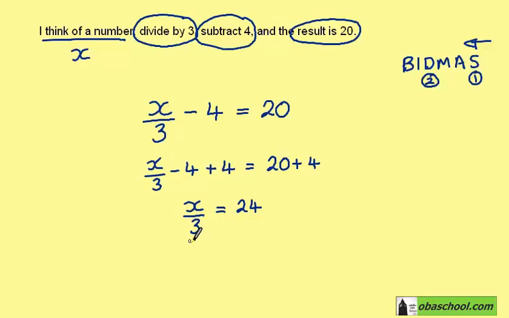So now we have x divided by 3. Do the opposite. Multiply by 3. We need to do the same to both sides of the equation. 3 divided by 3 is 1, leaving us just with x. 3 times 24 is 72.